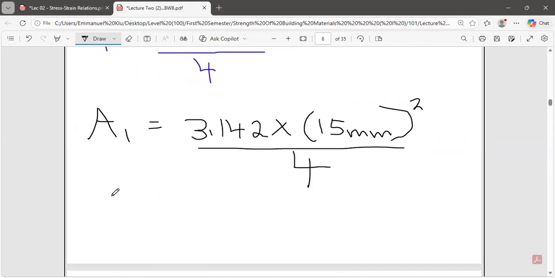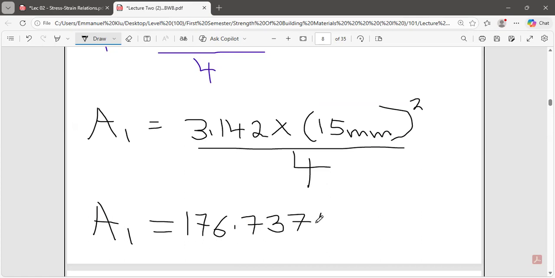Finally, what are we going to get as our answer? You realize that our A1 is now going to be equal to, you can edit the initial one you did on your calculator if it's still available, and we are now going to get 176.7375 millimeter squared. That is 176.7375 millimeter squared.